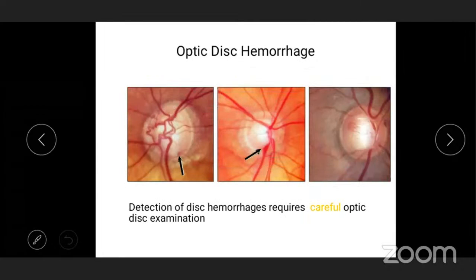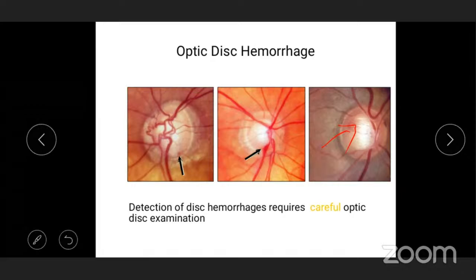Then the hemorrhages can be obvious or they can be hidden. They can be subtle, like I told you. So they mean that the glaucoma process is active. That means you may need to lower the pressure further. And this one is at the disc margin. So it may be hidden in the rim, the color of the rim, if it is pink and healthy.